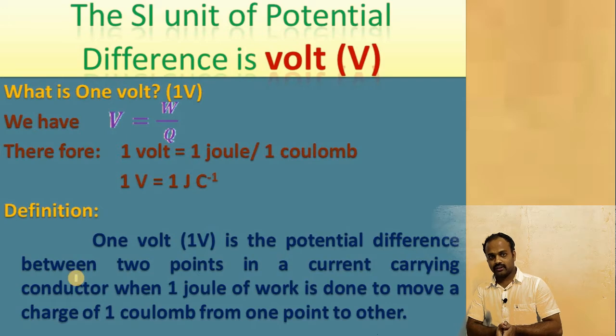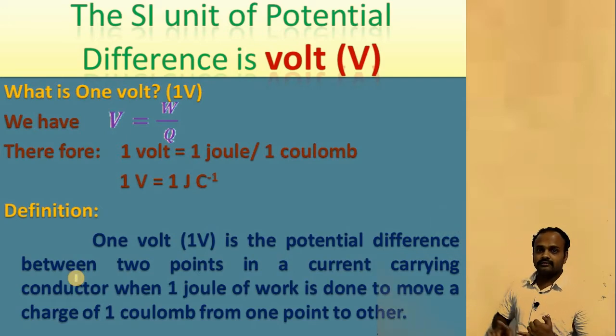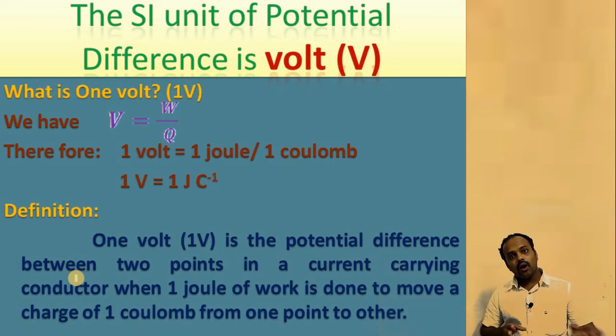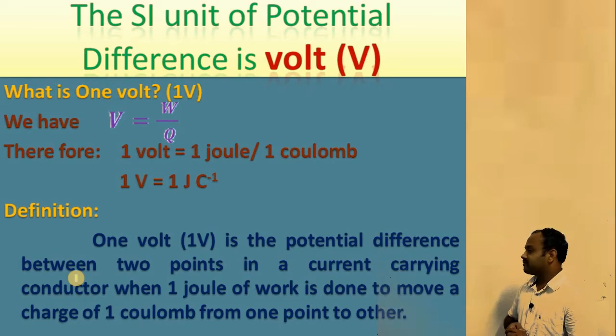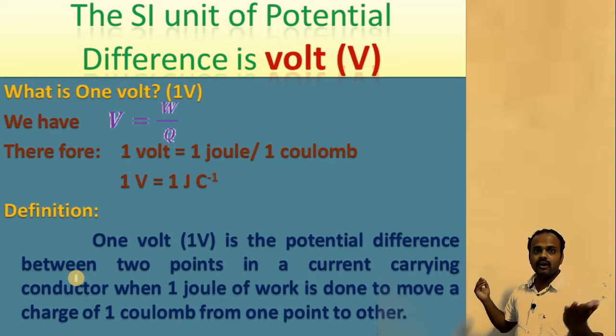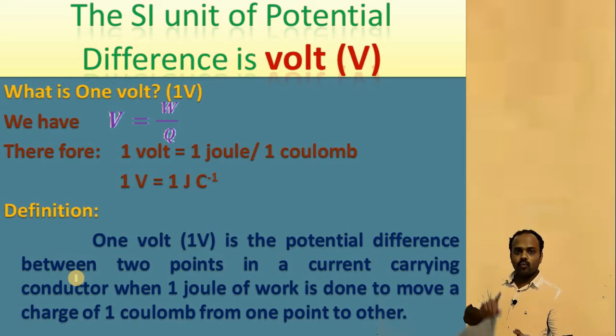Okay, then we will measure the potential difference. We have a measuring unit. That measuring unit is called what? Volt. The SI unit of potential difference is volt. That is represented by the capital letter V. Then what is 1 volt? We have V is equal to W divided by Q. 1 volt is equal to 1 joule of work done in moving 1 coulomb of charge. 1 volt is equal to 1 joule divided by 1 coulomb. That is, 1 volt equals 1 joule per coulomb.